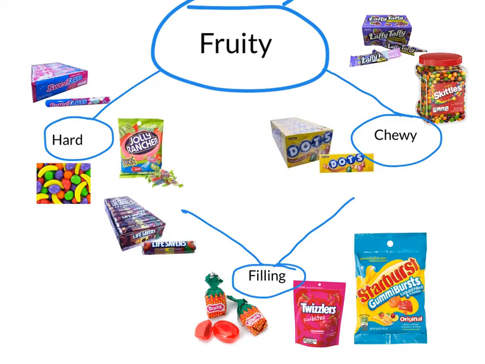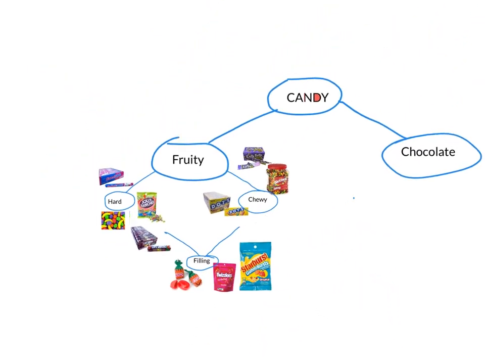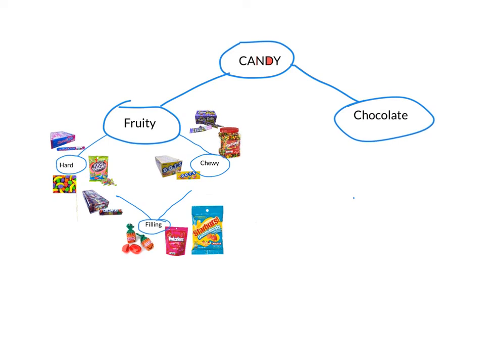And if we scroll back out, we're able to see our classification system. We have all of these different candies, but by classifying them in a hierarchy, we can make categories that give us more information about them. In our hierarchy, the more general or largest category is up at the top. And as we travel down our hierarchy, our categories get more specific.